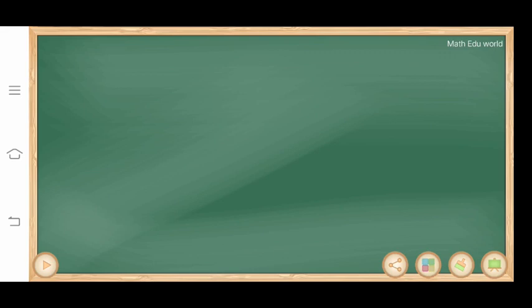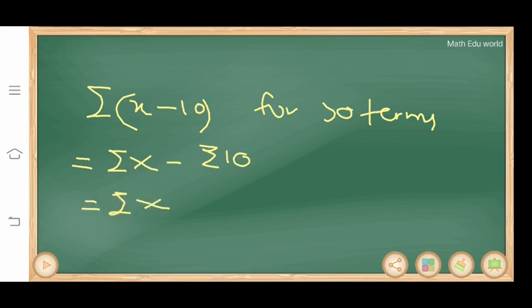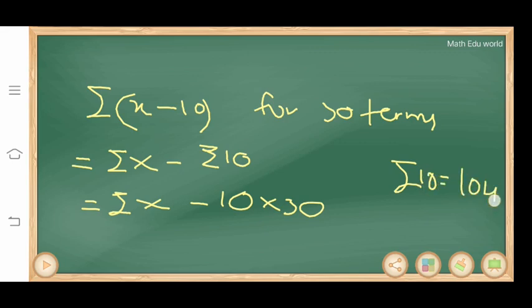Similarly, if our formula is sigma x minus 10 for 30 terms, if we are in need of the expansion of this one, it can be written as sigma x minus sigma 10, which is sigma x minus 10 times 30, because sigma 10 is 10n, which is sigma x minus 300 as answer.